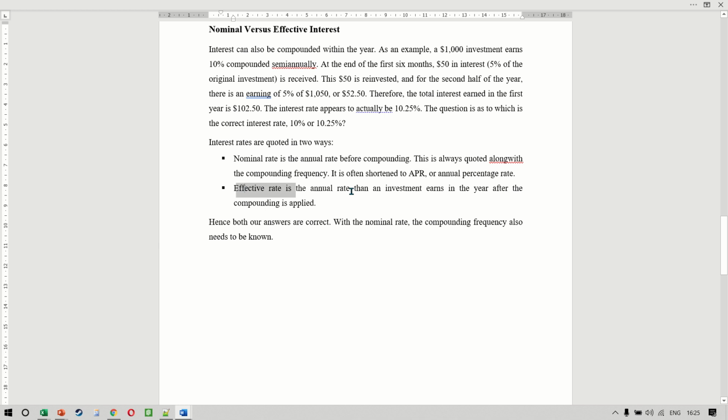And the effective rate is the annual rate that an investment earns in the year after the compounding is applied, which in this case would be 10.25%. Now remember, there is nothing right or wrong. Both the answers are correct. With the nominal rate, the compounding frequency also needs to be known. But other than that, you can use either one, and both of these are accepted.